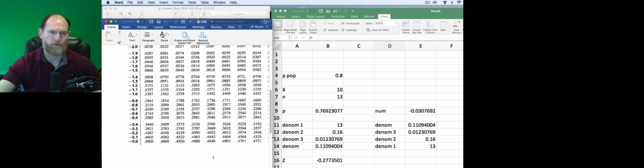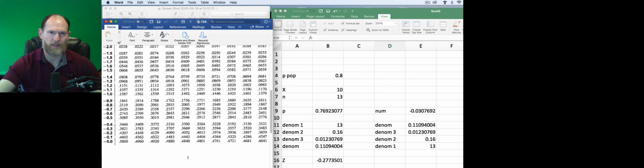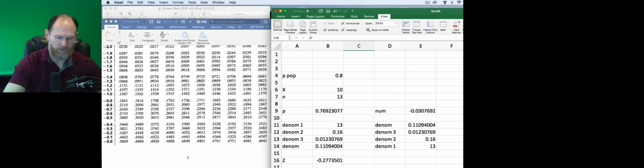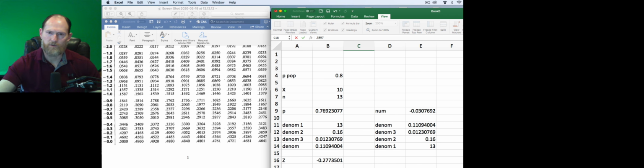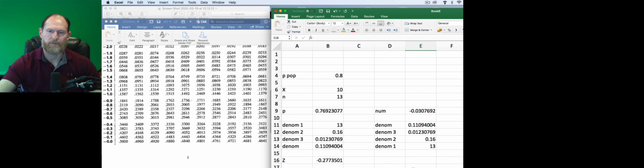So the value of remembering that first column, the 0 column, helps me just keep track, and I don't have to keep these numbers up on the screen. Negative 2.8. That's a 0 column, so 1, 2, 3, 4, 5, 6, 7. I'm going to go over one more, 0.3897. So much higher probability than we had before with 0.0001.